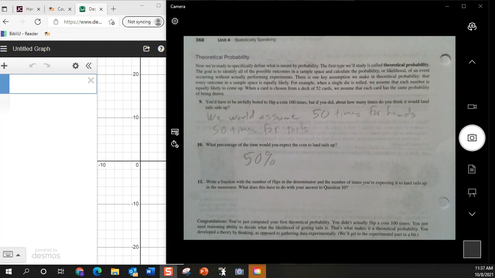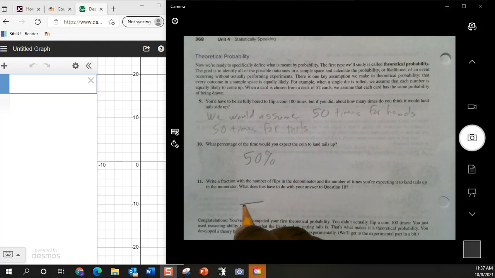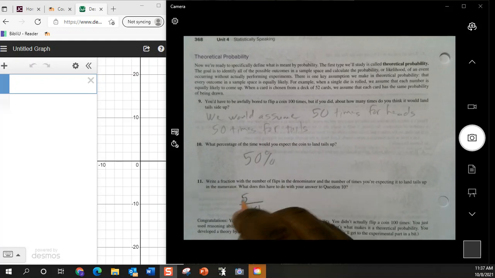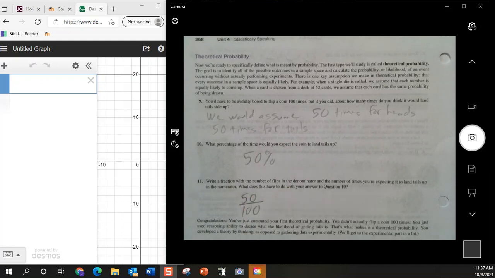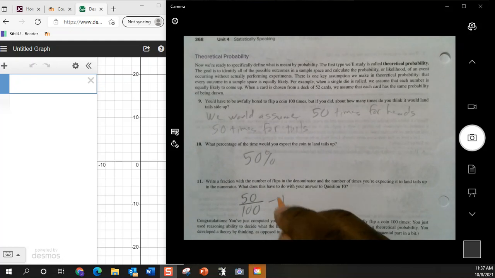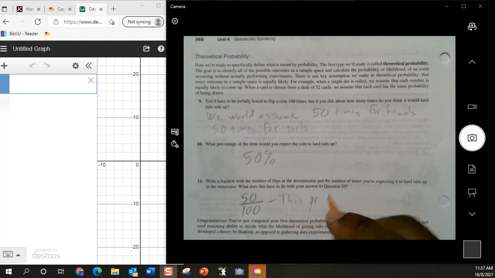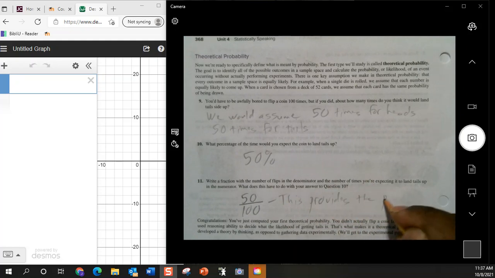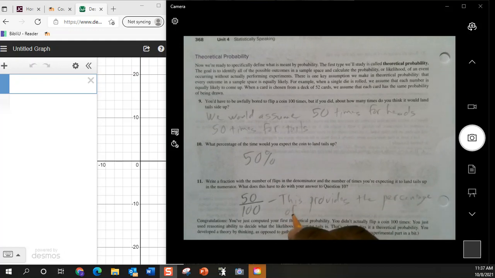All right, 11. Write a fraction with the number of flips in the denominator, which we know would be 100, and the number of times you're expecting it to land tails up in the numerator, which would be 50. What does this have to do with your answer to question 10? So basically, this provides the percent, or the percentage, of number 10.